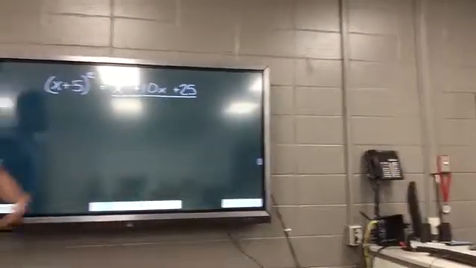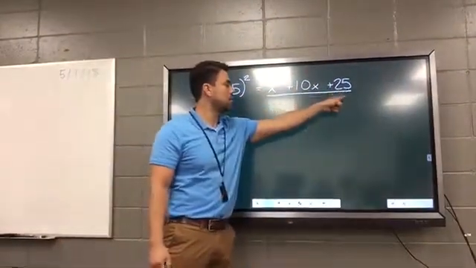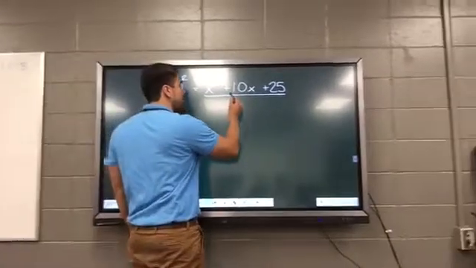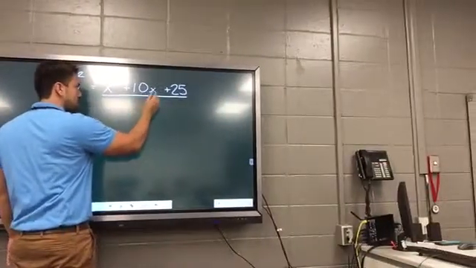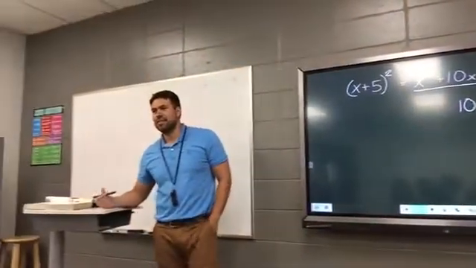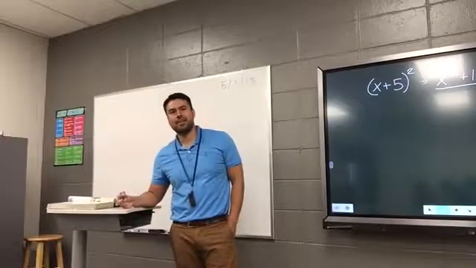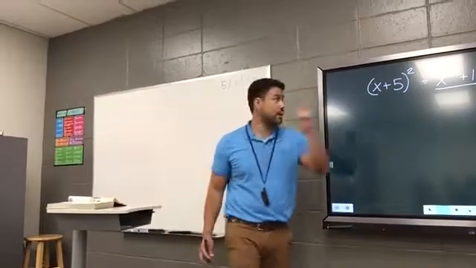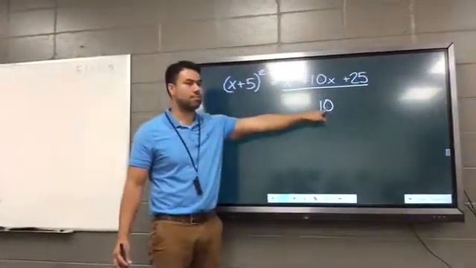It's in descending order. And I want you to look at the middle coefficient, so the coefficient of x. What is it? Write this down. It's 10. Sorry, it's just that number right there. You just pull it down, make it 10.